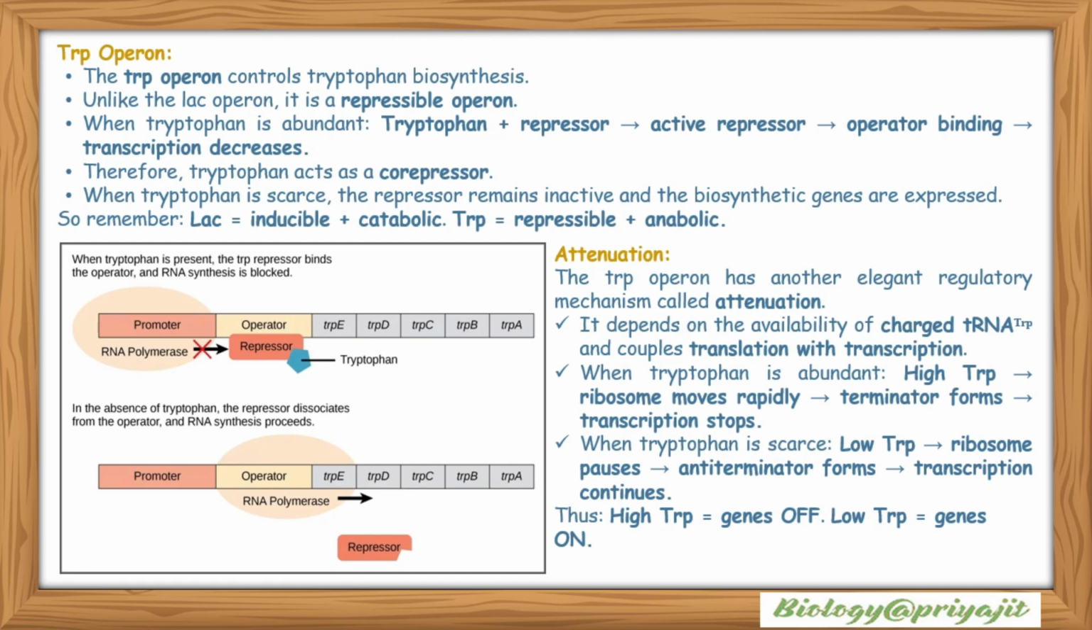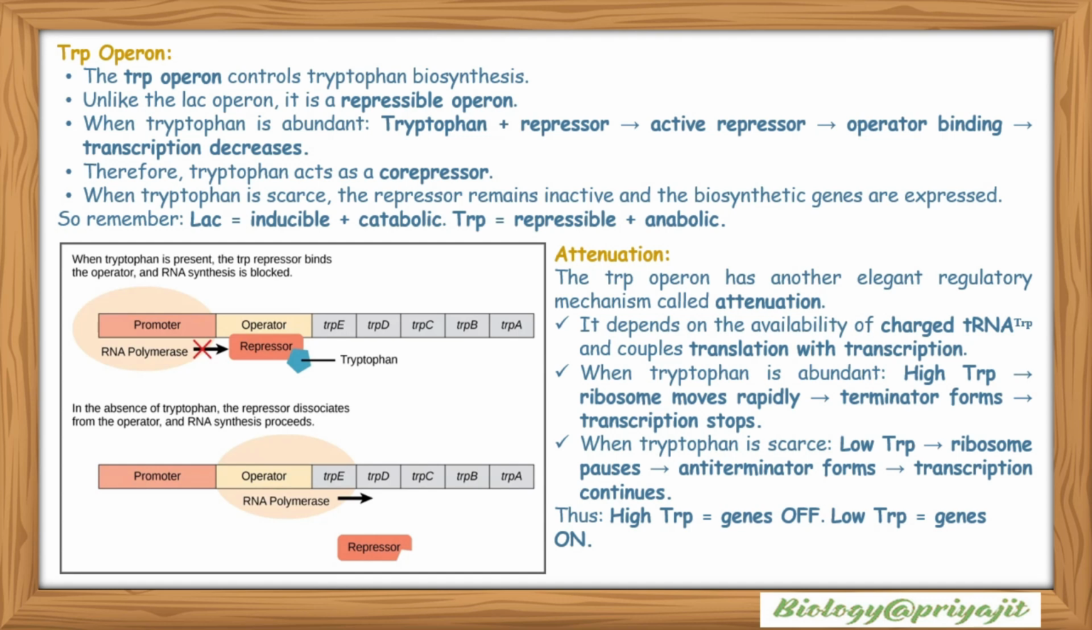Tryptophan operon. The tryptophan operon controls tryptophan biosynthesis. Unlike the lac operon, it is a repressible operon. When tryptophan is abundant, tryptophan plus repressor causes formation of an active repressor, which then binds with the operator and transcription decreases. Therefore, tryptophan acts as a co-repressor molecule. When tryptophan is scarce, the repressor remains inactive and the biosynthetic genes are expressed. So remember, lac is inducible plus catabolic and tryptophan is repressible plus anabolic.